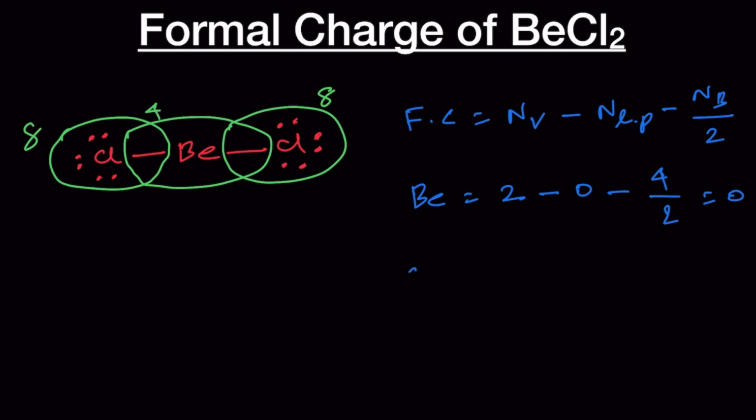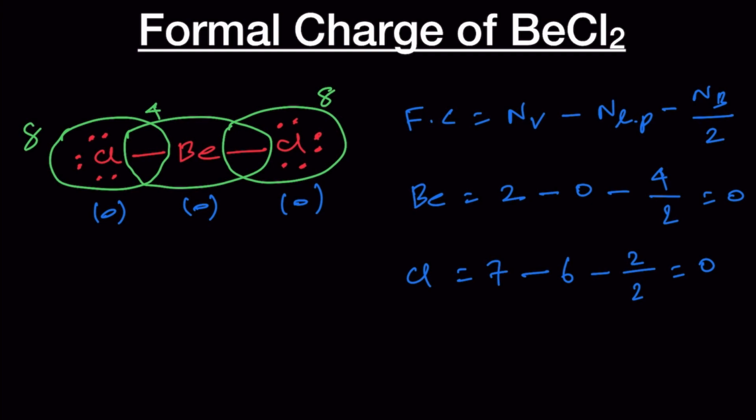And then for chlorine we have 7 valence electrons, minus 3 lone pairs, that means 6 electrons, minus we have only 1 bond, therefore 2 by 2. So 7 minus 6 is 1, minus 2 by 2, that is 1. So, this is also 0. So, the formal charge of chlorine on both ends as well as beryllium is 0. Therefore, this is the best Lewis structure for beryllium chloride.